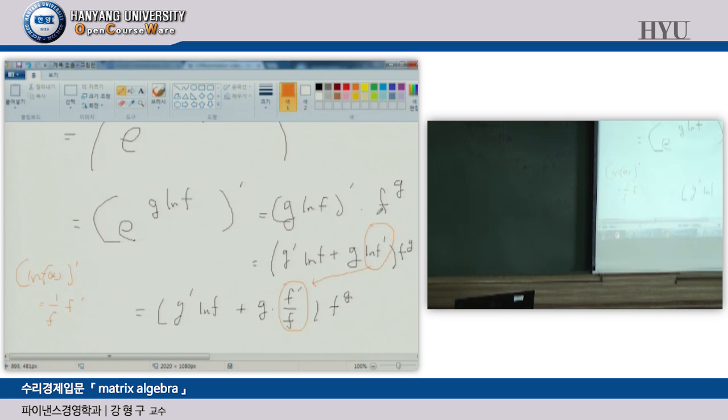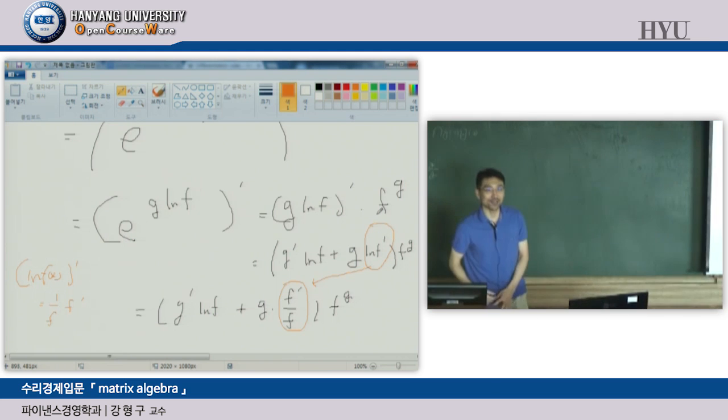This is the generalized power rule, but wow, it is horrible to memorize this one, right? Please don't memorize this one, it's too horrible. You just memorize the process. It is repeated application of the chain rule.